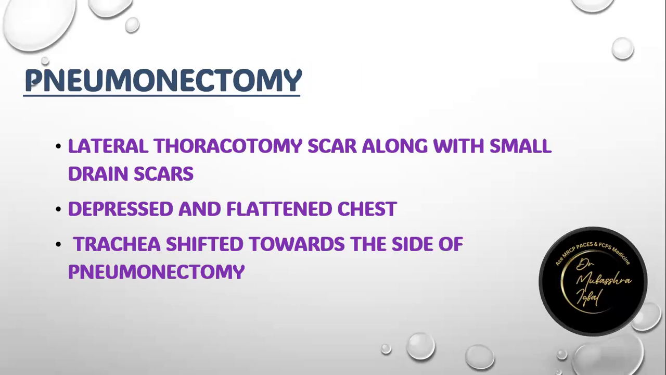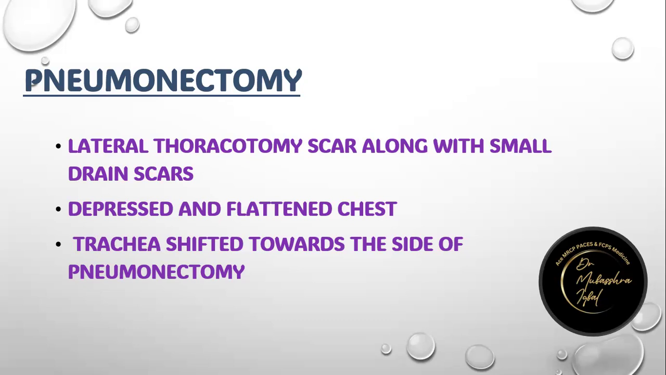Then a very important case, pneumonectomy, which is very important in the PACES exam. In a case of pneumonectomy, what findings will you get on examination of the back of the chest? There will be a lateral thoracotomy scar extending posterolaterally, along with small drain scars, two or three, whatever scars you get, you will comment on them. The chest will be depressed and flattened towards the side of pneumonectomy.